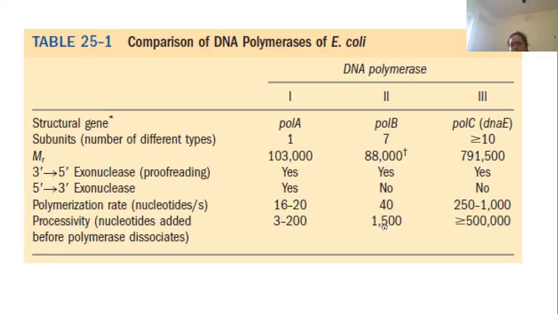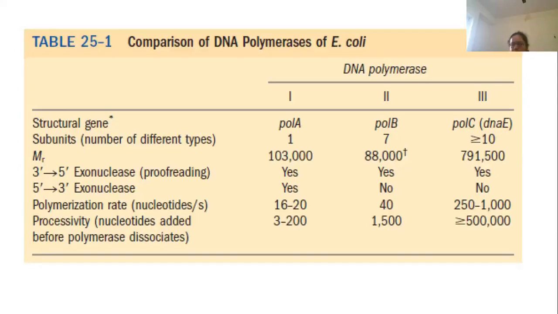Now, the polymerization rate is represented in nucleotides per second. It means that in 1 second, how many nucleotides will be incorporated into the complementary DNA strand. That is designated in terms of the polymerization rate. It is 16 to 20 for polymerase 1, meaning 16 to 20 nucleotides are added per second by polymerase 1. 40 nucleotides per second are added by polymerase 2, and 250 to 1000 nucleotides are added per second by polymerase 3. So you can see that the polymerization rate for polymerase 3 is more compared to the other two.